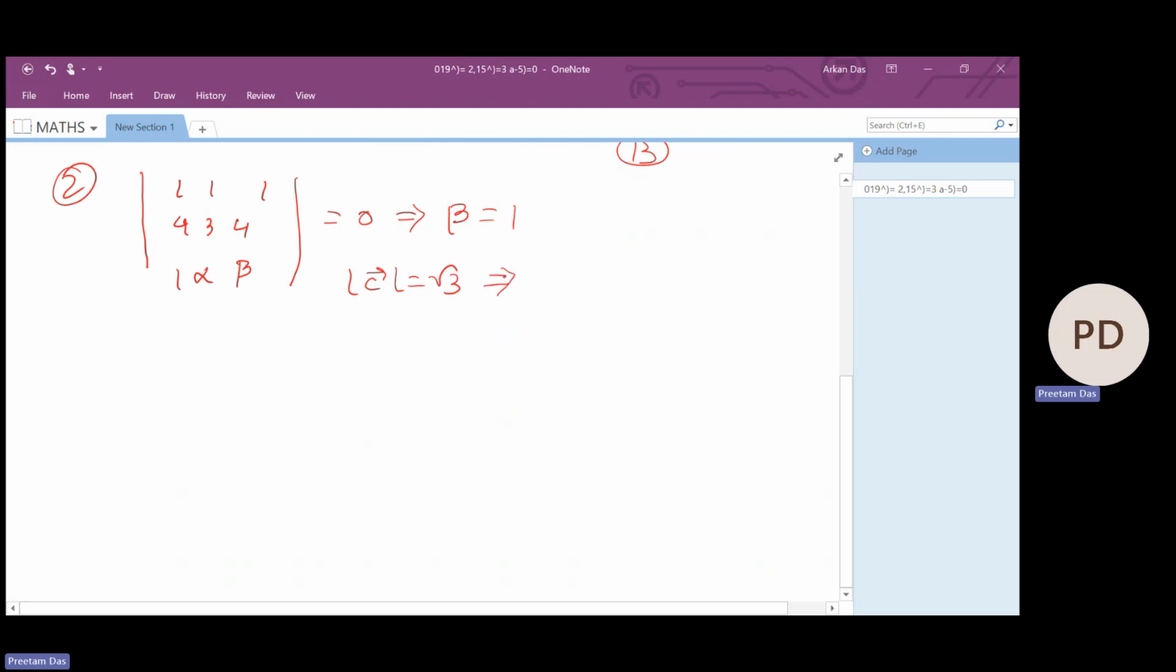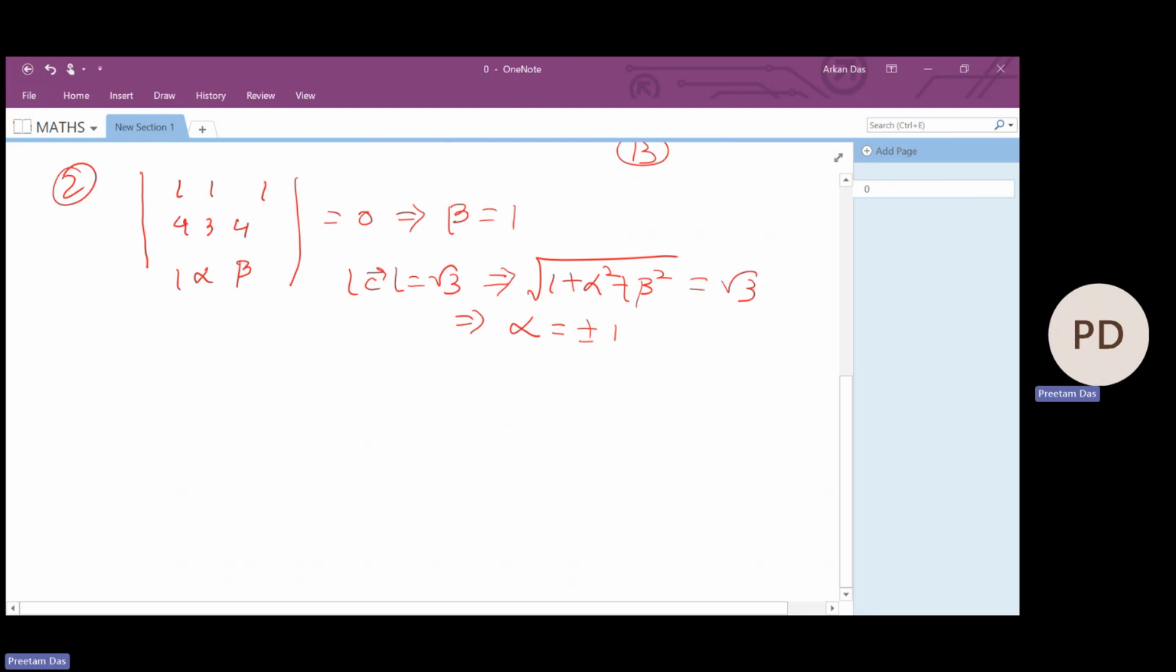So what is C? It is i plus alpha j plus beta k. So mod of C will be square root of 1 plus alpha square plus beta square, which is square root of 3. So you have to again solve this equation, and then the value of alpha you will get as plus minus 1. So beta is 1 and alpha is plus minus 1. So which is the correct option? Option D.